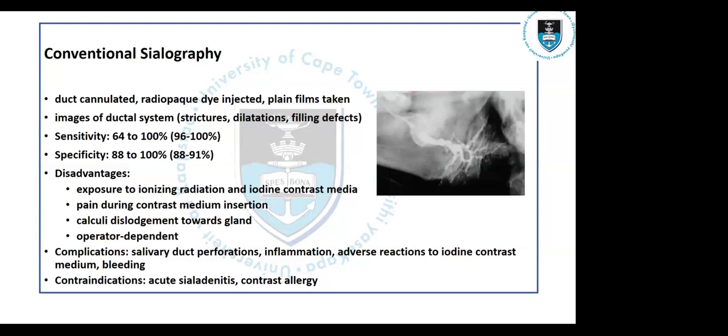The disadvantages of sialography include exposure to ionizing radiation and iodine contrast media, pain during contrast medium insertion into the salivary ducts, and calculi dislodgement towards the gland. The quality of the resulting image depends on the experience of the operator performing the cannulation and the sialography evaluation. The technique is also associated with several complications, including salivary duct perforations, inflammation, adverse reactions to iodine medium, and bleeding. It is contraindicated in patients with acute sialadenitis or contrast allergy.